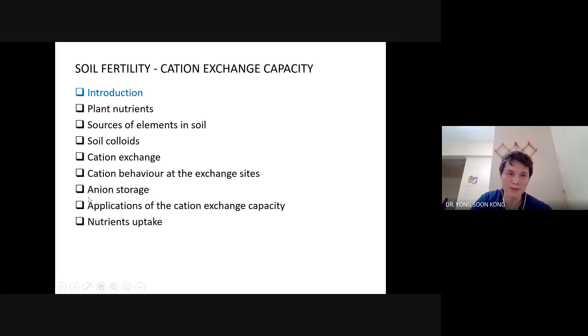Anion also will be part of it. Even though this lecture is about cation exchange capacity, anion storage we're going to touch a little bit. And the rest of it, application of CEC, why it is so important. In fact, CEC can be said to be the single most important soil parameter, an indicator of how good or how healthy the soil is, apart from the pH that we learned yesterday.